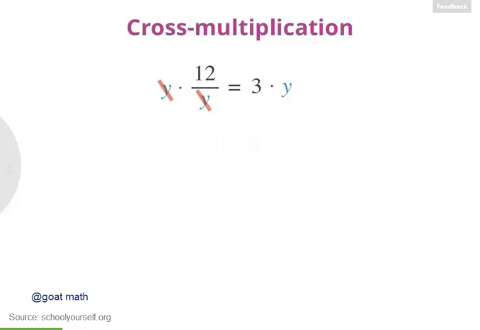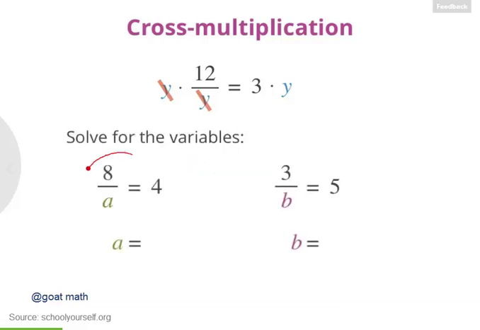Try using this approach to solve two more equations. 8 over a equals 4, and 3 over b equals 5. Nicely done. So a equals 2 and b equals 3/5, or 0.6.